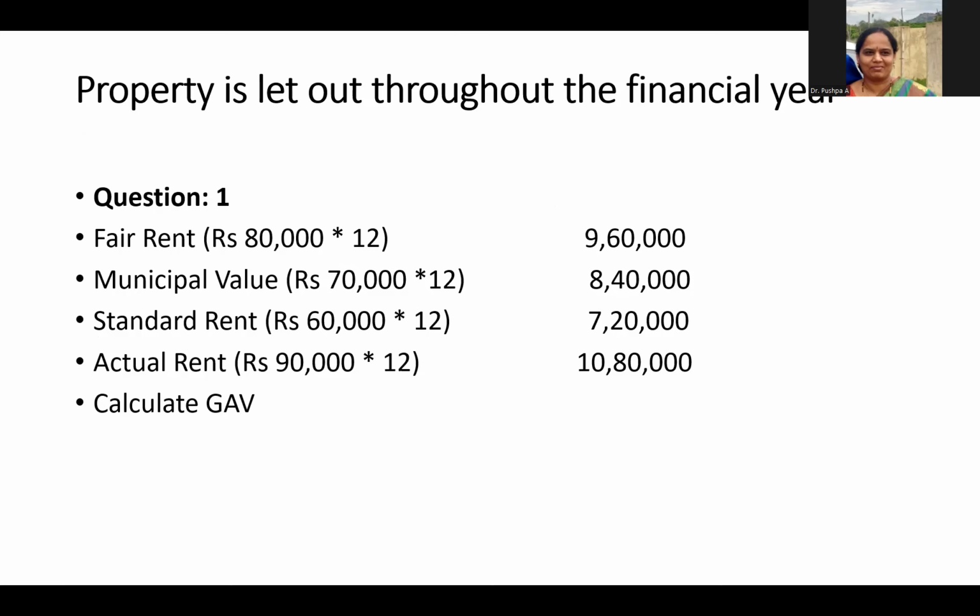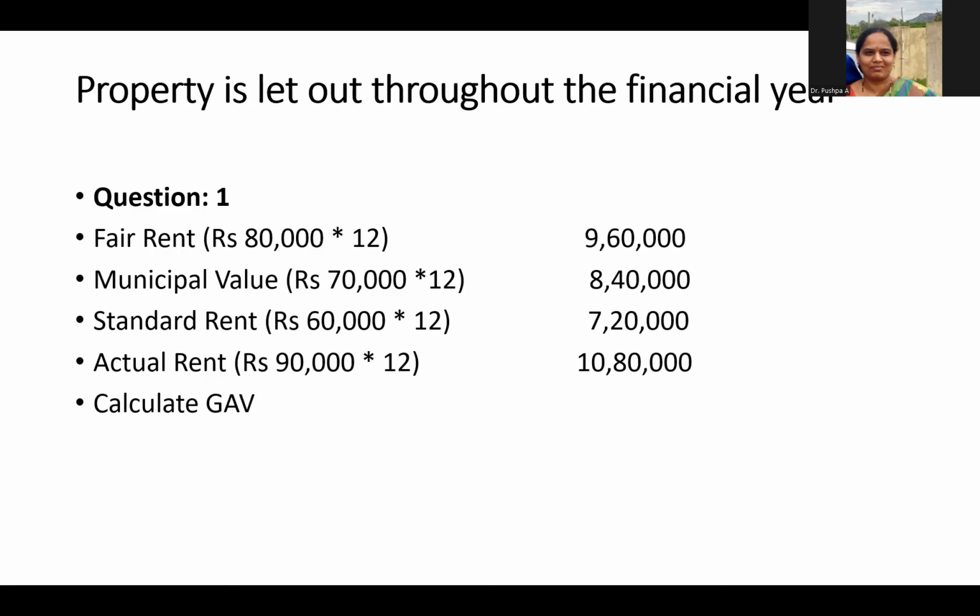When the property is let out throughout the financial year, the question goes like this. The fair rental value is 9,60,000 and the split is given. Municipal value is 70,000 into 12, that comes to 8,40,000. The standard rent is 60,000 into 12, 7,20,000. And the actual rent is 90,000 into 12, 10,80,000. And now we are requested to calculate GAV.